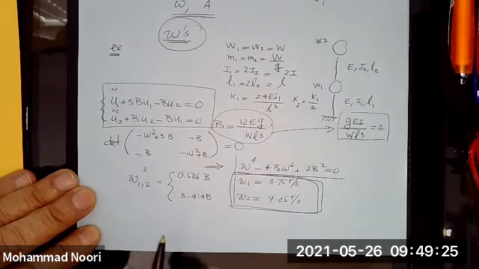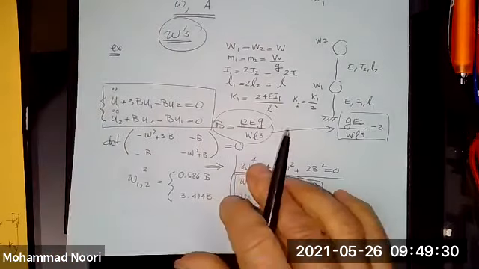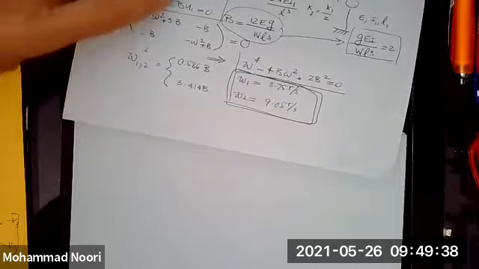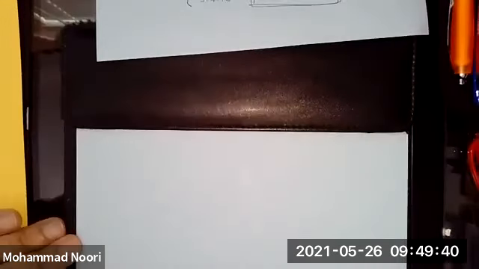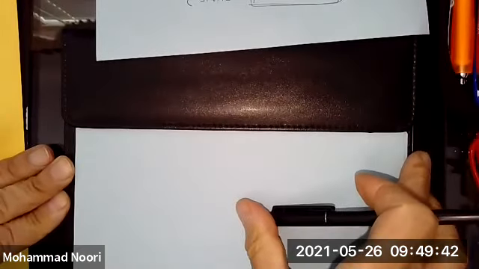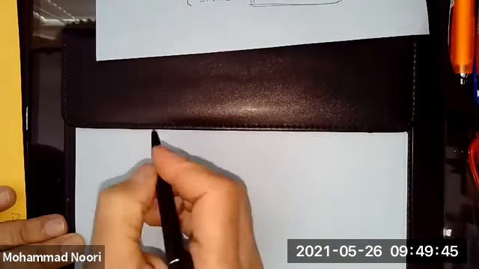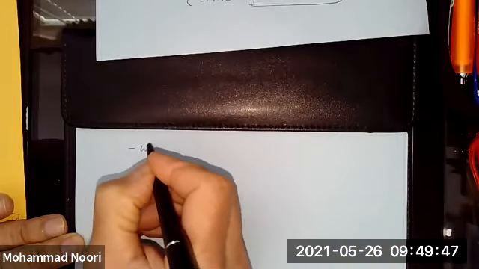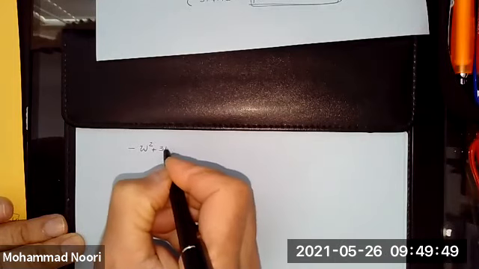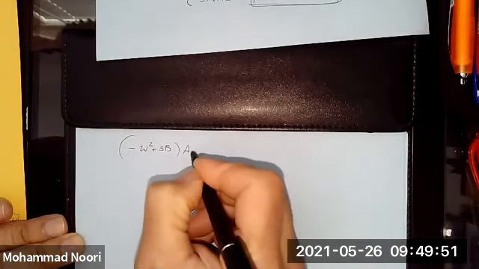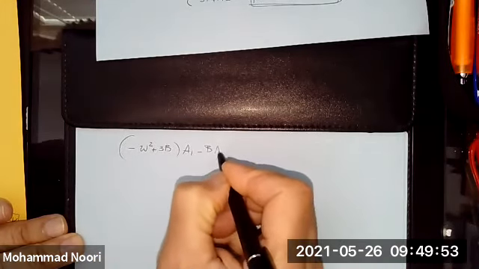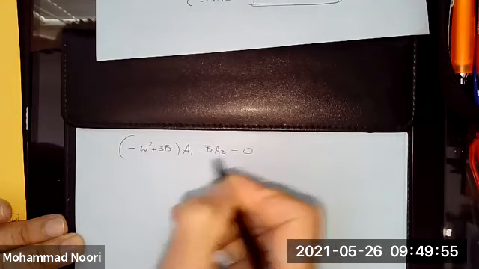Now, I need to find the amplitudes of this oscillatory motion, right? So let's go back to the equation I had. This was the equation where you substitute for U1, A1 sine omega t, and U2, A2 sine omega t. You had negative omega squared plus 3B, A1, minus B A2 is equal to 0.